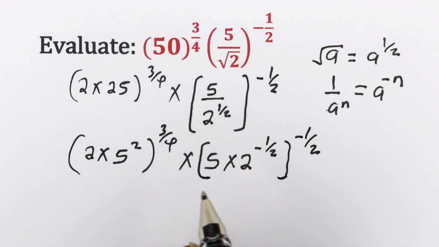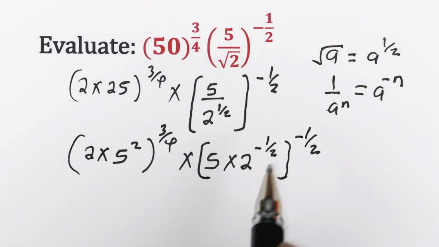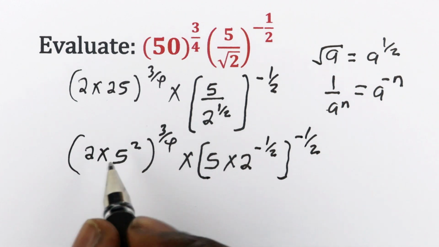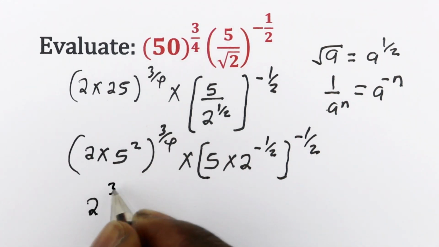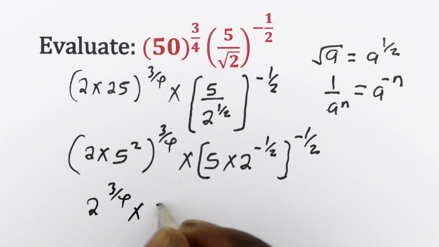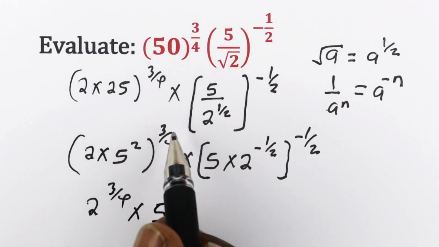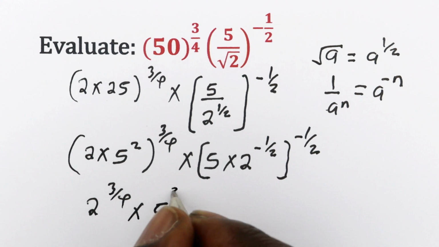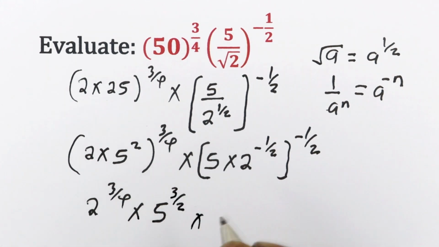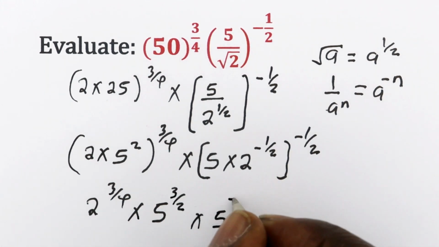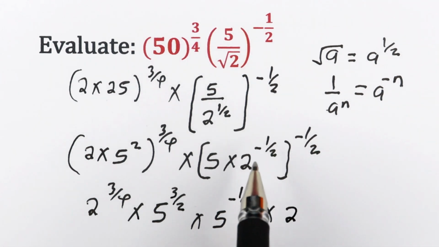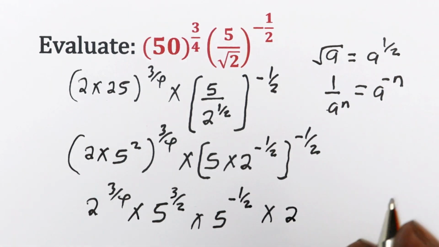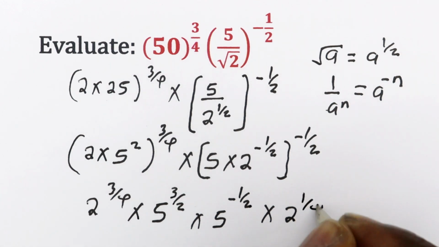So now we just open up these brackets and apply the powers across all of the components. So we have 2 raised to power 3 over 4 times 5 raised to power 2 times 3 over 4. That is 3 over 2 times 5 raised to power negative half times 2 raised to power negative half times negative half. That is positive 1 over 4.